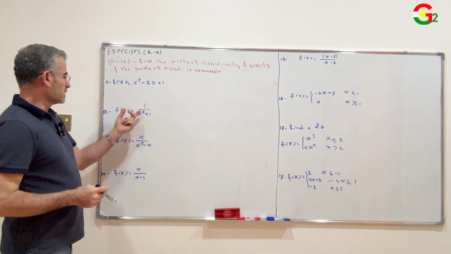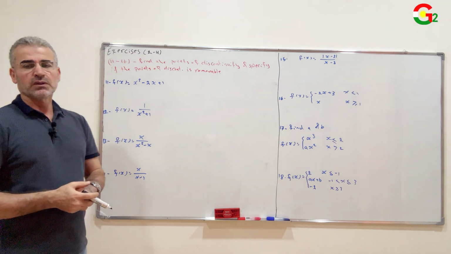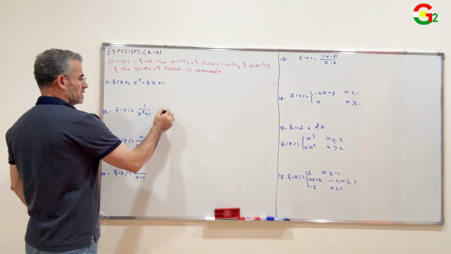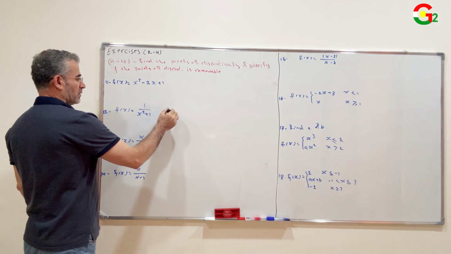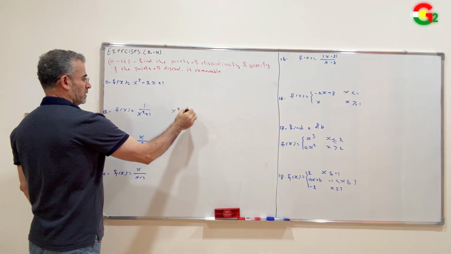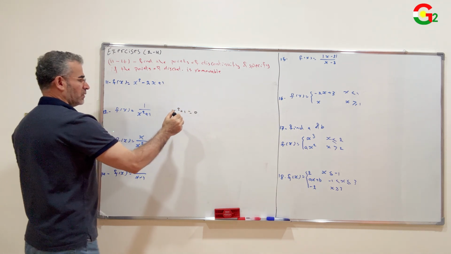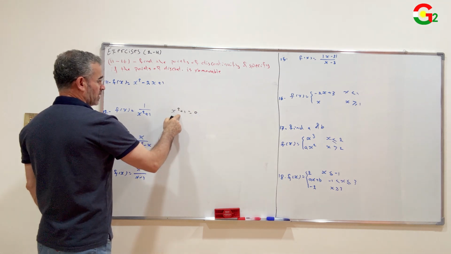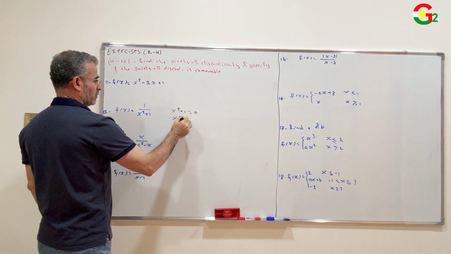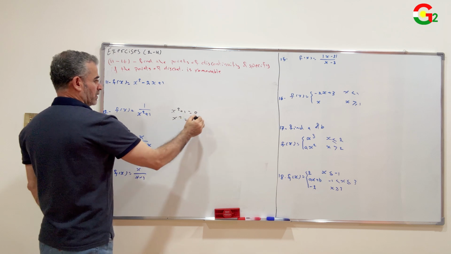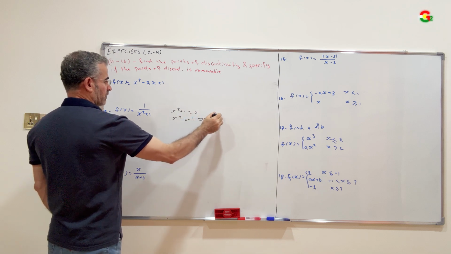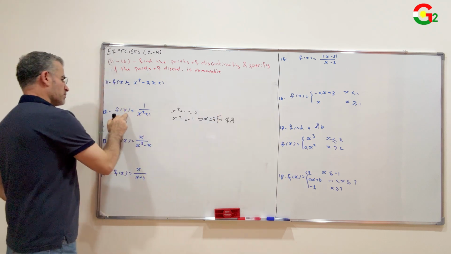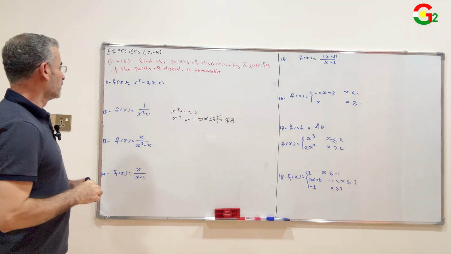Number 12, f of x equals 1 over x power 2 plus 1. Also, this function has no point of discontinuity since its domain is R, because x power 2 plus 1 is not equal to 0. There is no real number that makes it 0, since x power 2 equals negative 1 and x equals plus or minus the square root of negative 1, not a real number. Therefore, this function has no point of discontinuity.